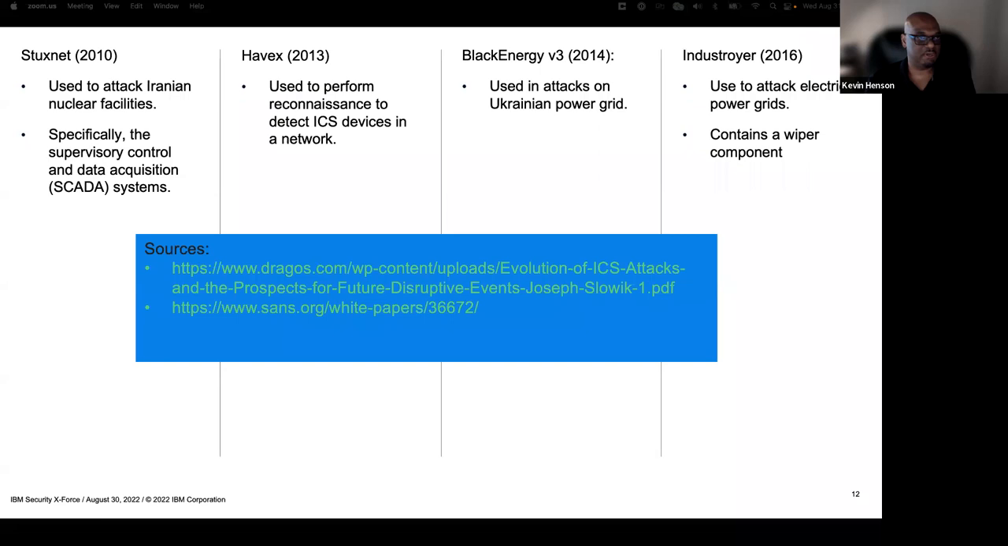And the last one I have is called Industroyer. And this one was used to attack power grids, and it contained what's called a wiper component. A wiper component is used to basically erase data from a system. So once you erase data, it's very hard to recover if you don't have some type of recovery plan or a backup plan in place. And I have some sources down there where I drew this information from, if you want to note those down and do a little research on your own to get a deeper feel about the malware and the critical infrastructure in general.